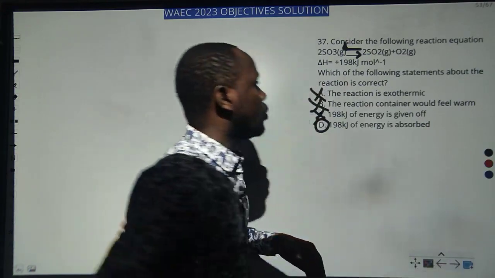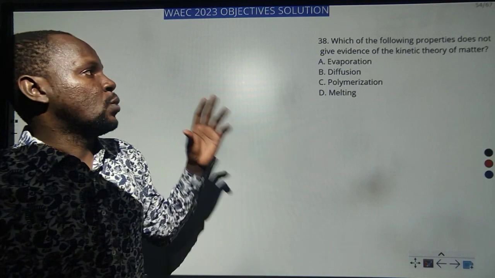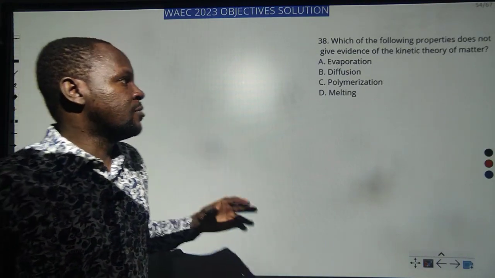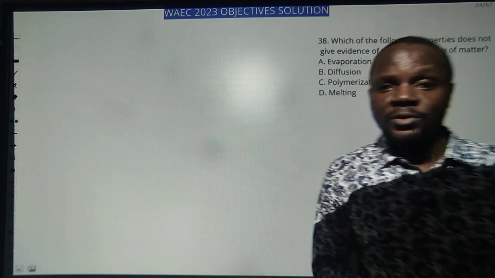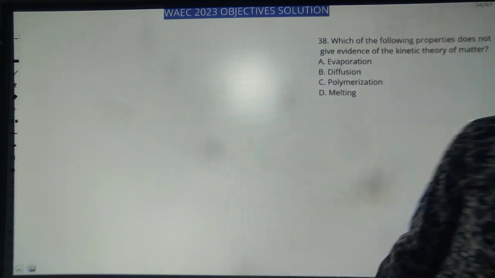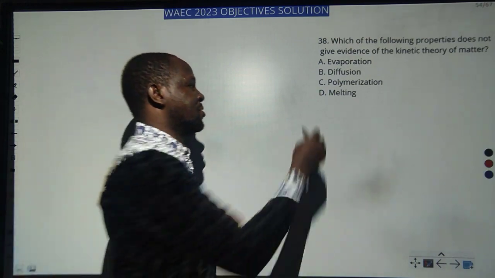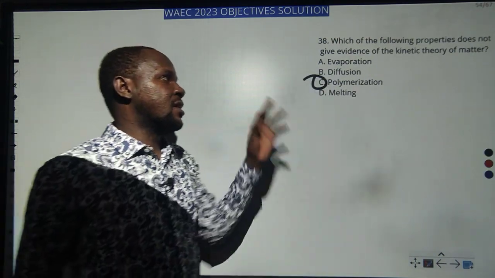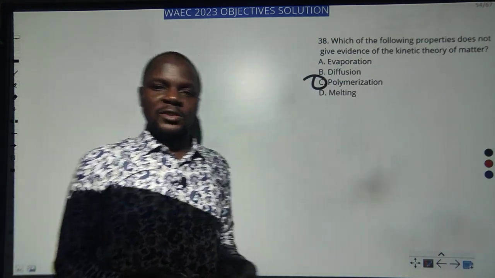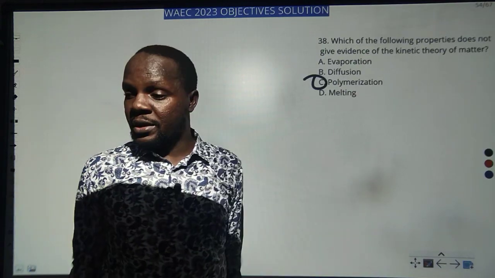The next one is 38. Which of the following properties does not give evidence of the kinetic theory of matter? We did this another time. The kinetic theory of matter cannot be explained by polymerization, because you don't have polymers. Evaporation, all these are things you know very well. We can move to the next one.